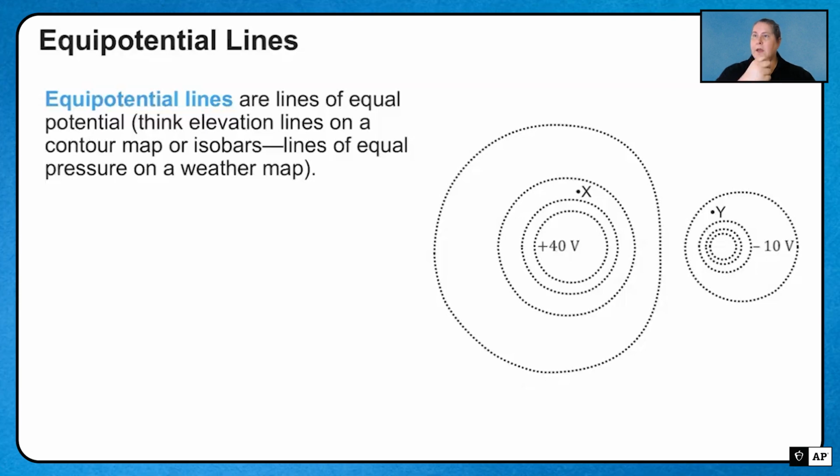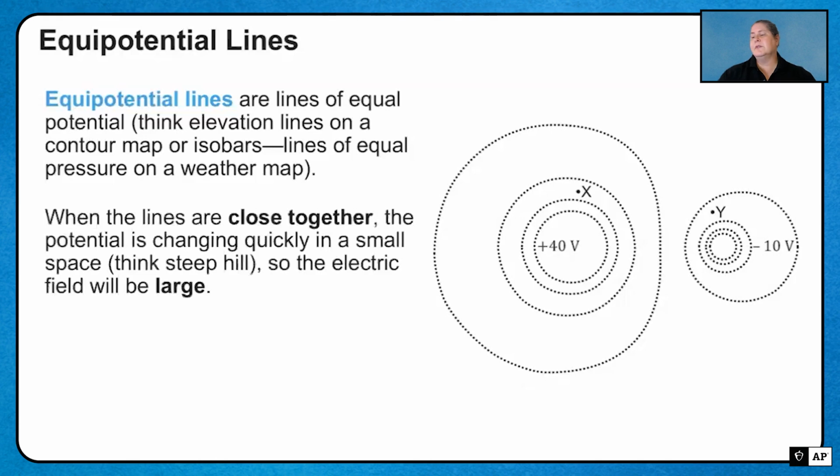And when those equipotential lines, or the isobars, are really close together, you're going to have a strong difference in pressure over a very short space, and wind moves from high to low pressure, so you get high winds whenever you see those isobars really close. The same idea happens here with electric potential: if those lines are really close together, that means the potential is changing really quickly in a small space. You can think of this also as like a steep hill.